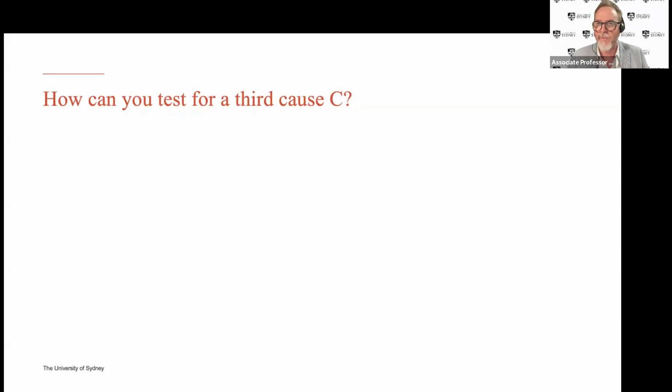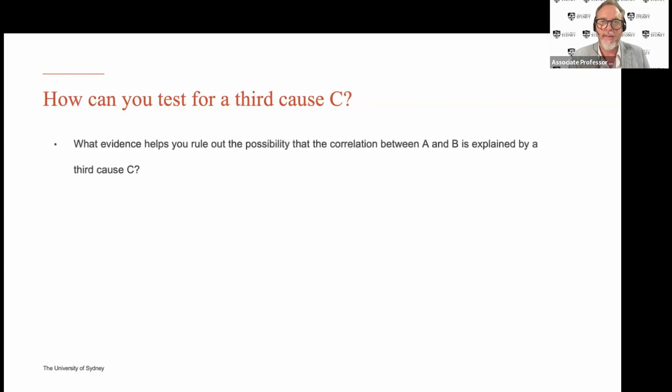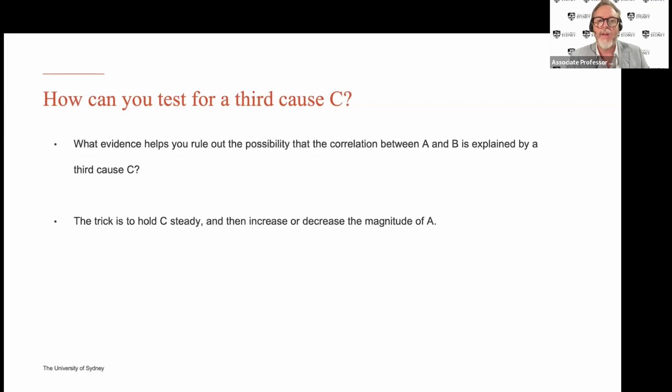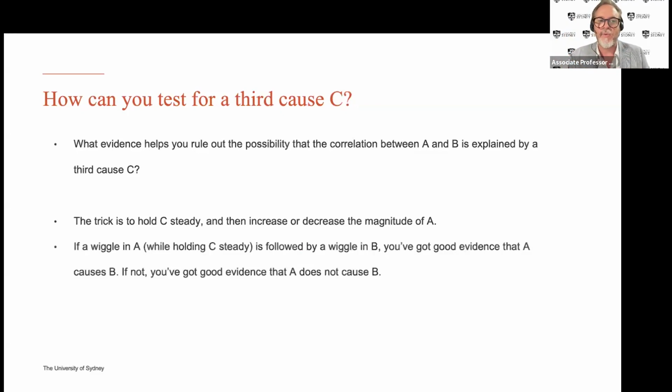How can you test, when you've got an observed correlation between A and B, whether A is causing B or B is causing A, or whether there's a third thing, C, that's independently causing both? Here is the test that you can use. You try to hold C steady, and then you increase or decrease the magnitude of A. We can describe this as holding C steady and wiggling A. And then you watch to see whether B increases or decreases in sync with the changes that you're making to A. So we can call this a wiggle test.